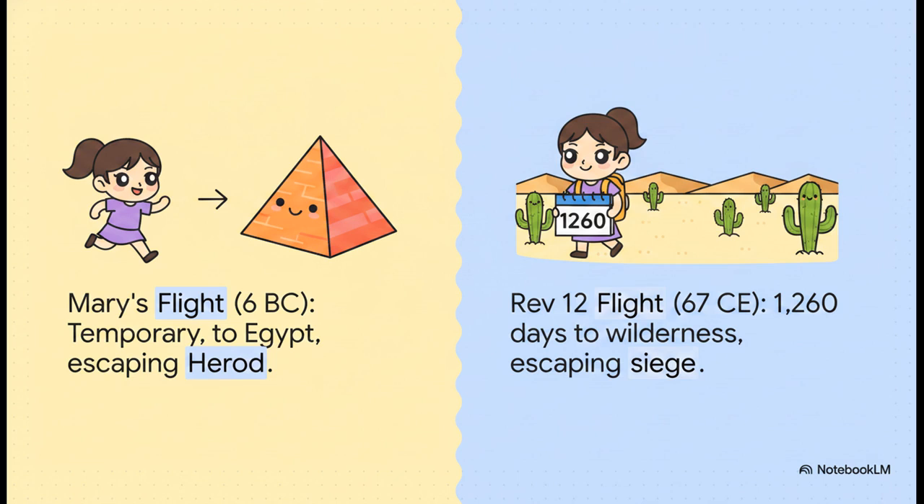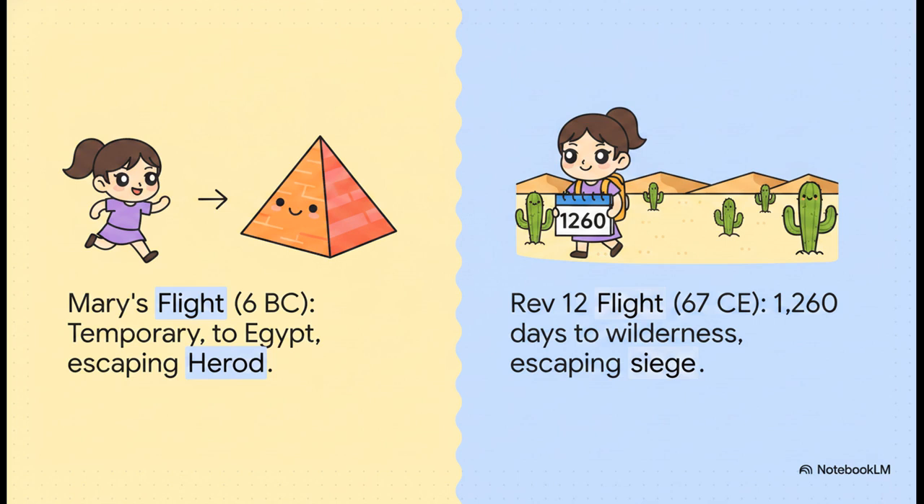A woman gives birth to a male child, a dragon tries to devour it. I mean, it sounds an awful lot like Mary, baby Jesus, and King Herod. But let's actually contrast these two events. After the birth in Revelation 12, the woman flees into the wilderness where she's nourished for exactly 1,260 days. But history tells us Mary fled temporarily to Egypt, not the wilderness, to escape Herod. And she definitely didn't stay there for exactly 1,260 days.